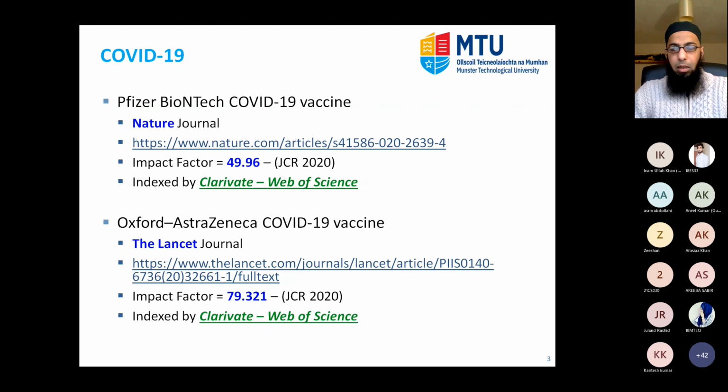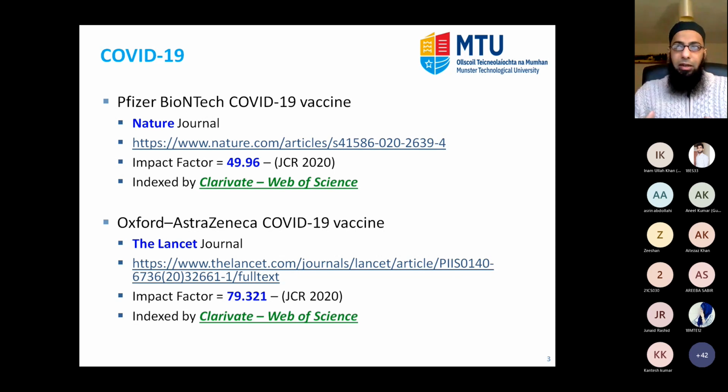Similarly, if you look at the Oxford AstraZeneca COVID-19 vaccine and you want to understand the technical details, you will read its article published in the Lancet journal. It is again a very prestigious, top ranked journal, with an impact factor of 79.321. And it is again indexed by Clarivate Web of Science.